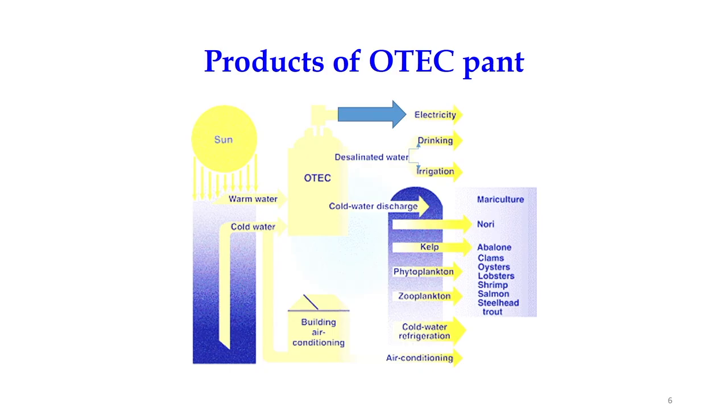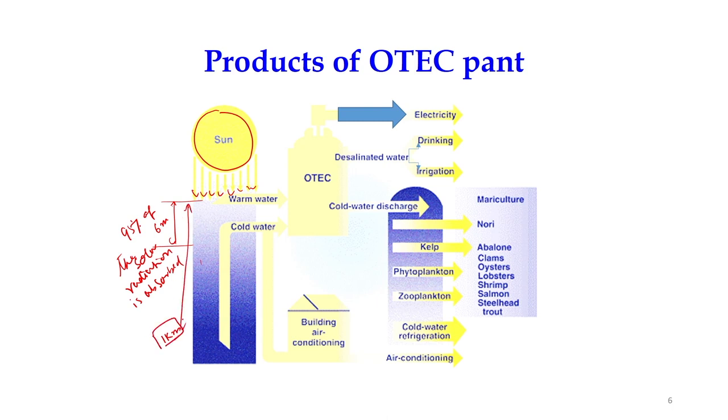Let us learn about what kind of products we can get out of this plant. As I said, we have the sun. Solar radiation falls on the ocean, and the surface of the water is heated up to a depth of maybe 6 meters, where 95% of the solar radiation is absorbed. The rest goes down, but if we go deeper, about 1 kilometer, it will be too cold, with a temperature in the range of 4 to 5 degrees C.